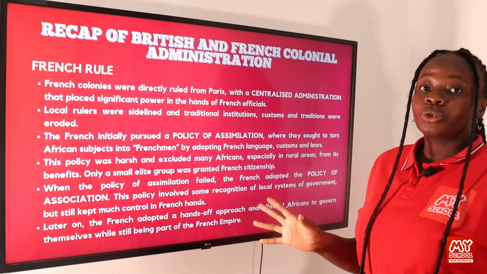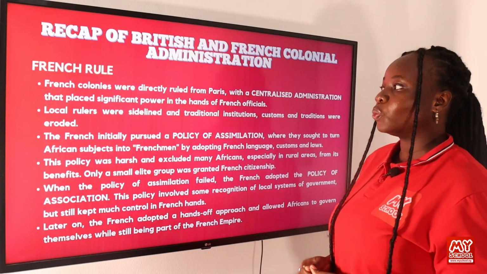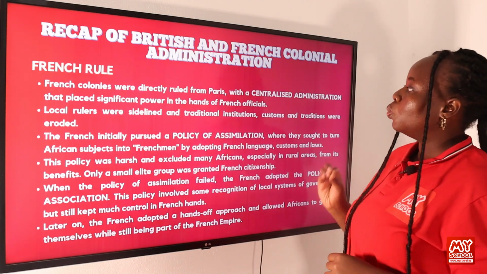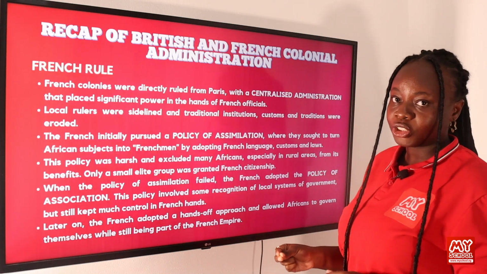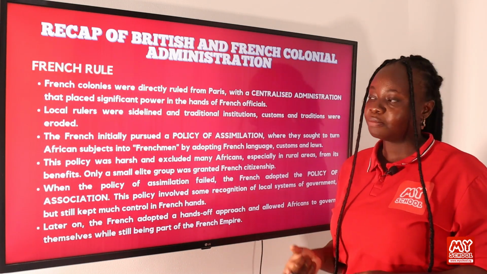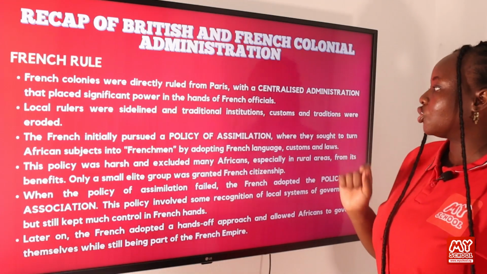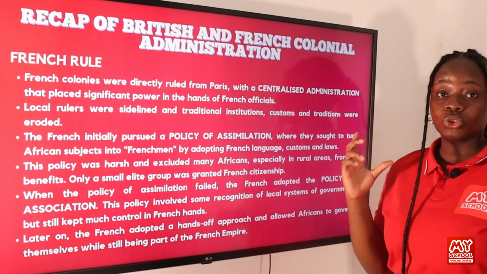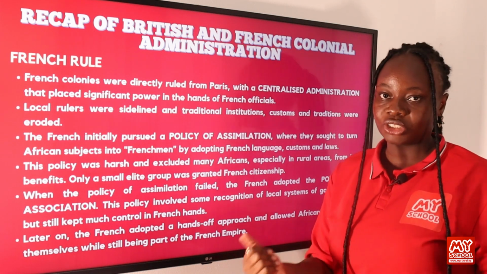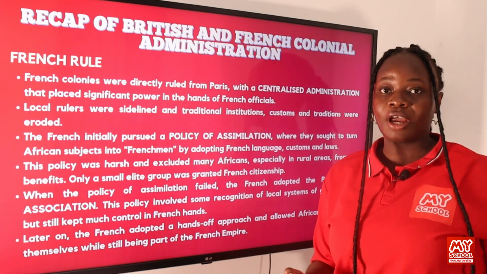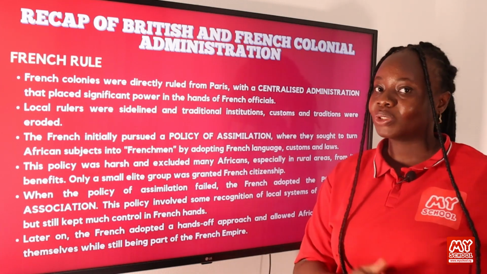All right, now we're going to discuss the French colonial administration system. The French colonies were directly ruled from Paris, with a centralized administration that placed significant power in the hands of French officials. So there was a direct rule system in the French colonial administration. Local rulers were sidelined, and traditional institutions, customs and traditions were eroded. So unlike the British system, where you had traditional rulers ruling on behalf of the British, here there was a direct system. The local rulers were sidelined.